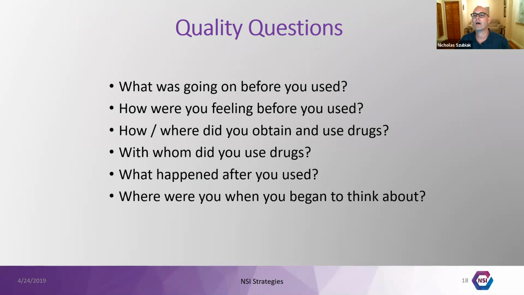And then our quality questions. And so these are great questions, again, to help us start to enter into and understand the pattern of use for our patients of what was going on before you used. And so using is an event, but taking that event and tracing our steps back of what happened, being able to look at that relapse event, that return to use event, as maybe step 3 or 4 in a relapse stage that started occurring way before that.